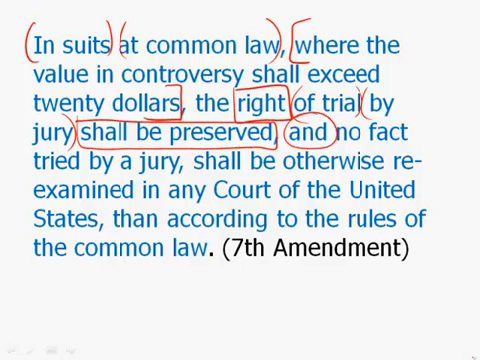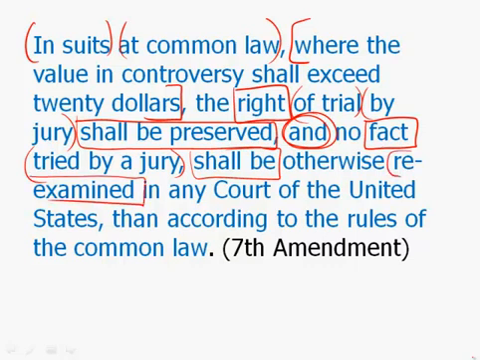Then we get to a coordinating conjunction, and. This is joining us to another independent clause. So then we get another noun, no fact. Then we get a modifier. Shall be re-examined. So we get a second noun and a second verb. Then we have some more prepositional phrases, some more modifying stuff. So what we have here is a sentence with two independent clauses. And we also have a subordinate clause.